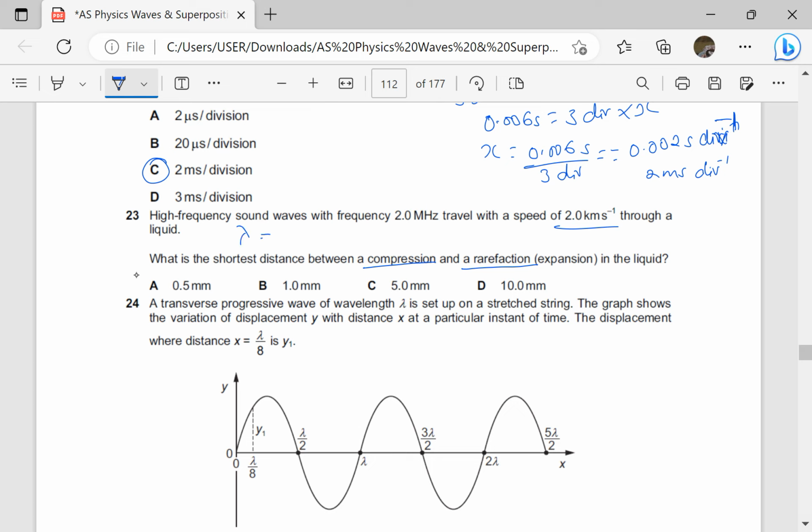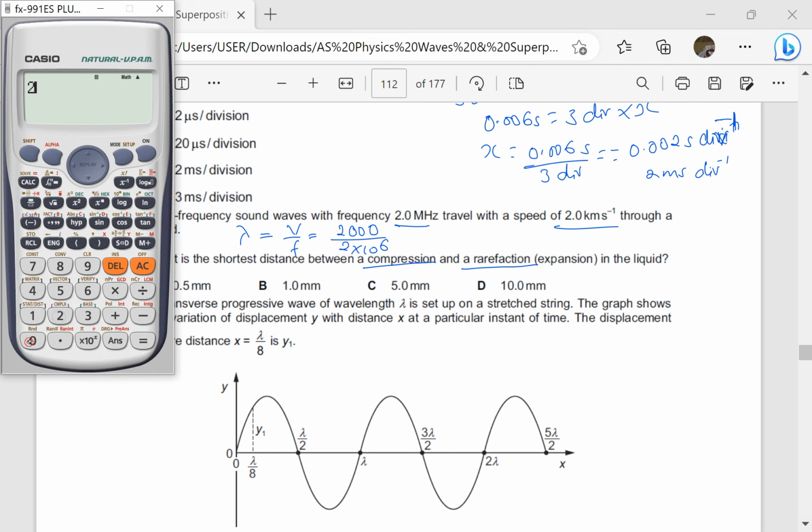So we first find the wavelength. They gave us the frequency and the speed, so wavelength is the speed divided by frequency. 2 kilometers, that is 2000 meters per second, divided by 2 times 10 power 6, because it is mega. So we have 2000 divided by 2 times 10 power 6, which gives us 1 times 10 power -3, then divide by 2, because we have to get half wavelength, which is 5 times 10 power -4 meters.